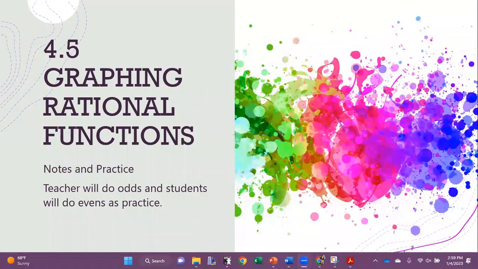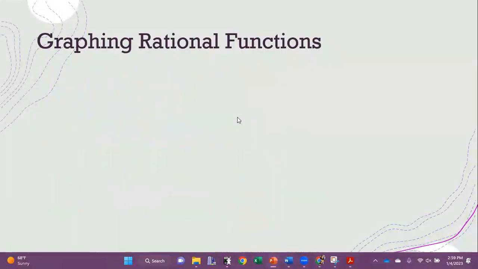Graphing rational functions. So, I don't know. Hopefully I fixed it. We shouldn't have any more issues as we go through. I don't know what I did, but here we go.